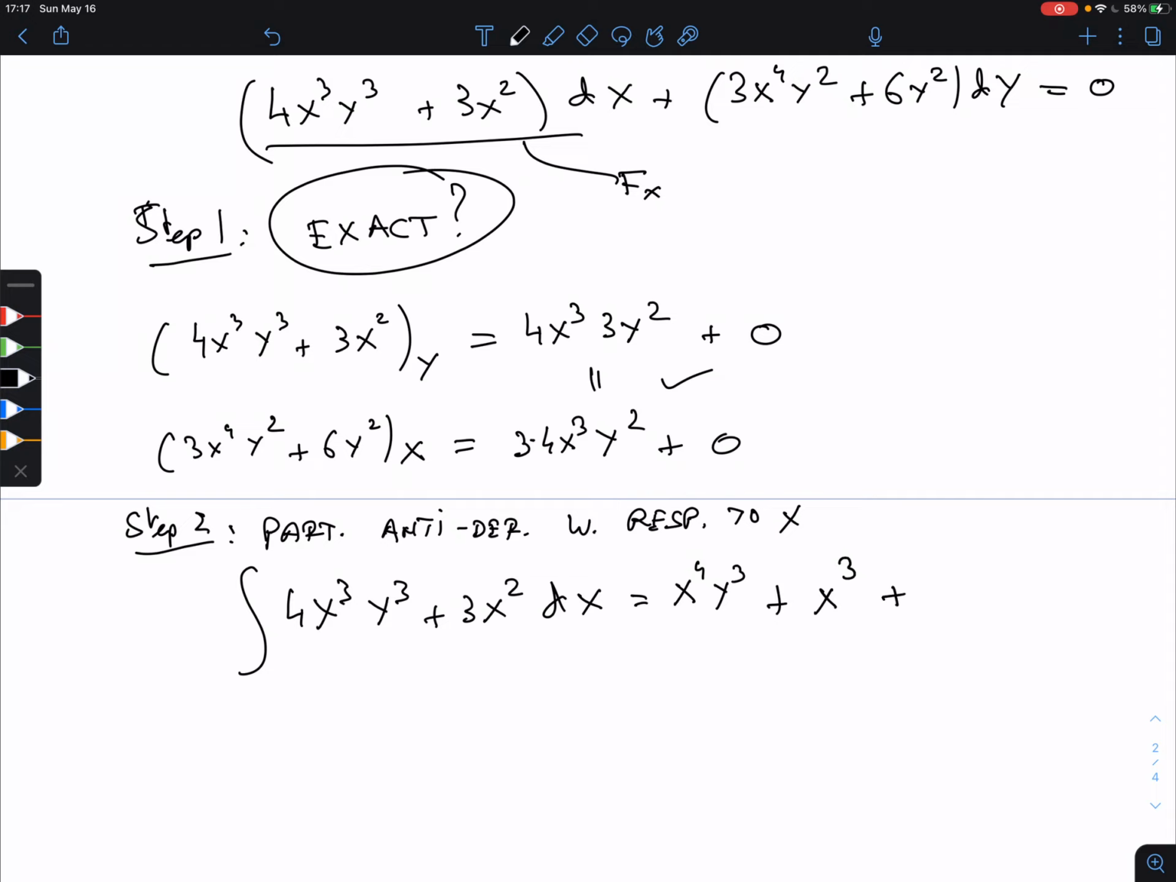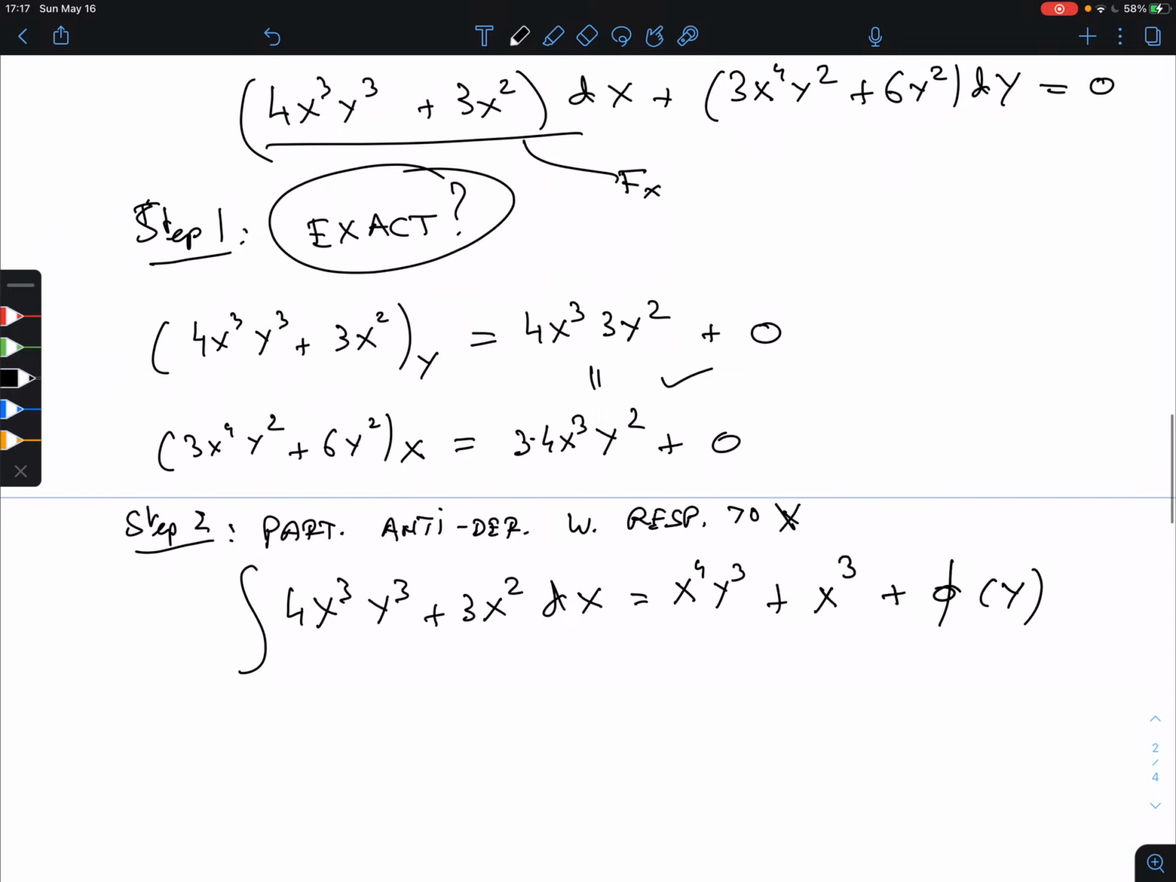Plus, and this is now important, here comes a function that only depends on y, because we are doing partial derivative with respect to x, so this is a constant with respect to x. But it depends therefore on y still, because in general everything depends on x and y. But if it's constant with respect to x, it means it only depends on y. Okay, so that's the first part.